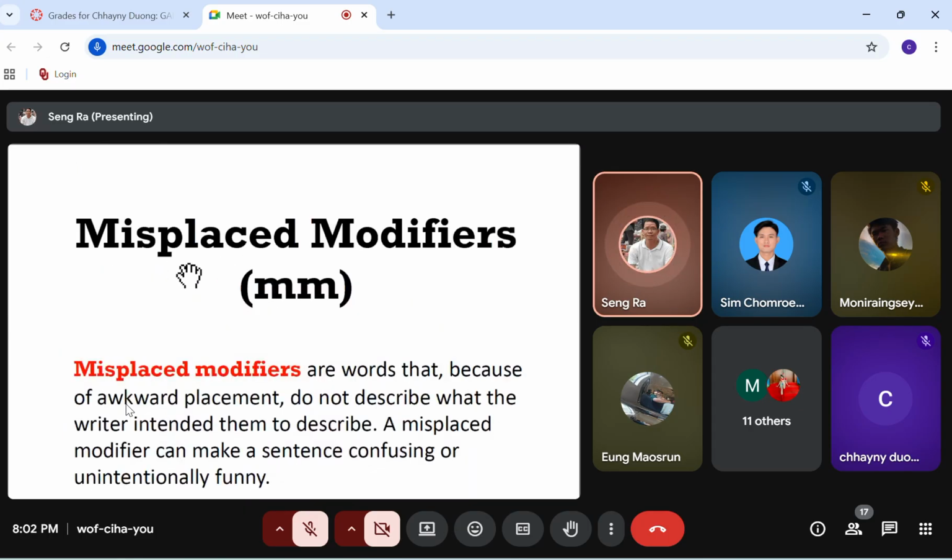Okay, now we're studying misplaced modifiers, everybody. This is about misplaced modifiers. A misplaced modifier is a sentence error that you need to avoid. It's a common mistake that everybody experiences. But we understand it, okay? We know the mistake, we acknowledge it, and we avoid it as much as possible.